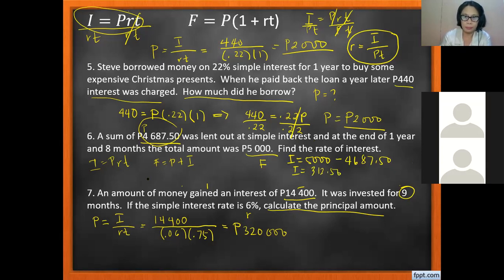Okay. So R is I over PT. Again, let's substitute the given. So we have 312.50 all over P. Anyway, this is the correct solution. Thank you for reminding me. And then 1 year and 8 months is equivalent to, in 1 year we have 12 months plus 8, so we have 20 months. Okay? 20 months.